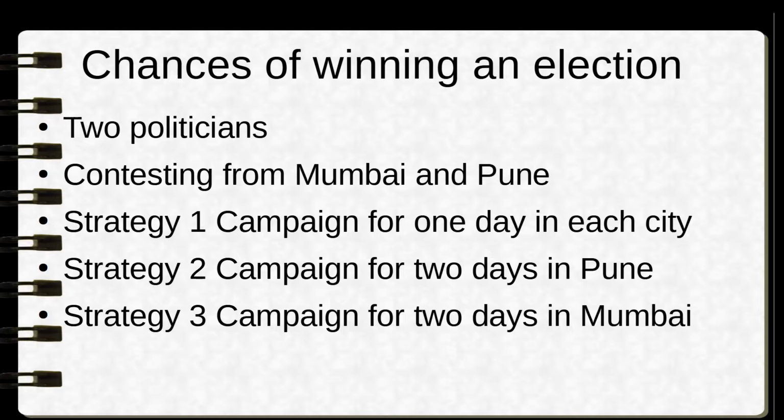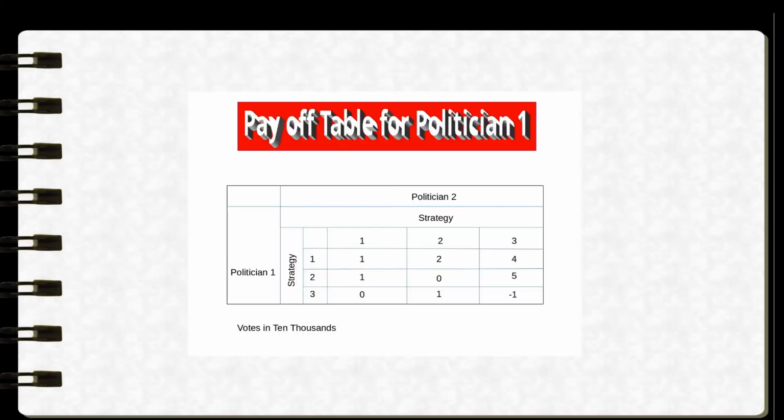Now strategy 2 and strategy 3 might raise some eyebrows. Well, it's a good strategy sometimes because if you have a strong party presence in any city, putting more attention in that city might yield more votes and therefore you might win at least one of the cities. So, there is the payoff table for politician number 1. Now, politician number 1 broadly has 3 strategies and politician number 2 also has 3 strategies.